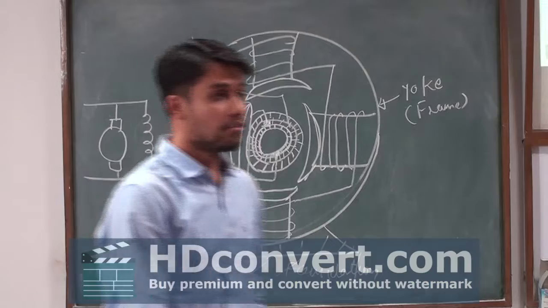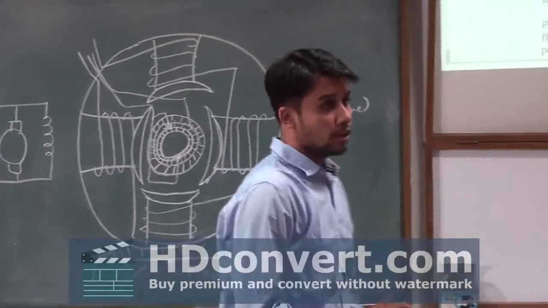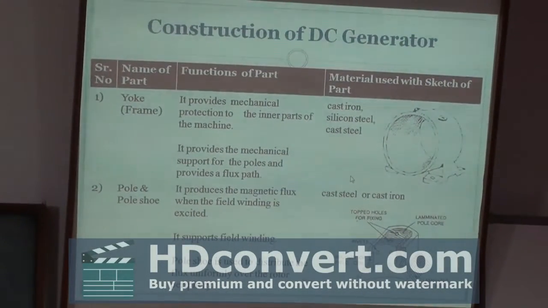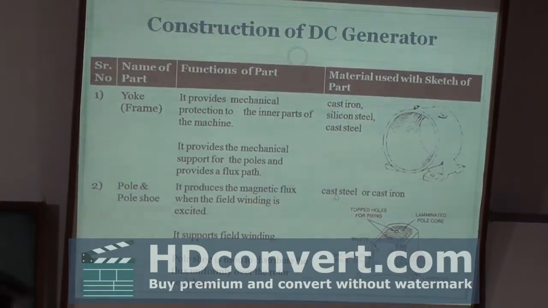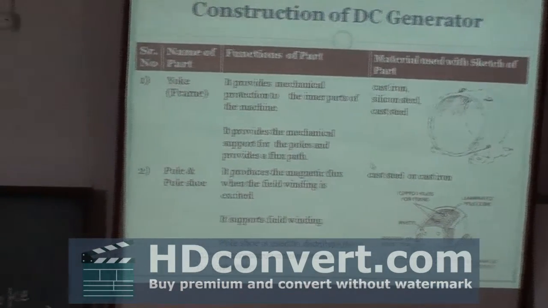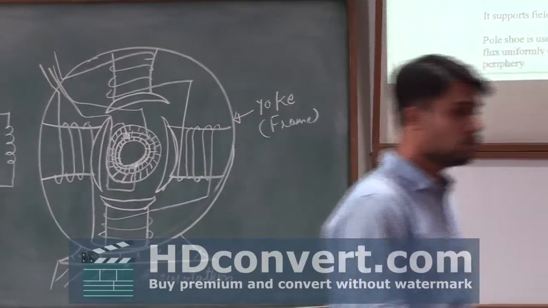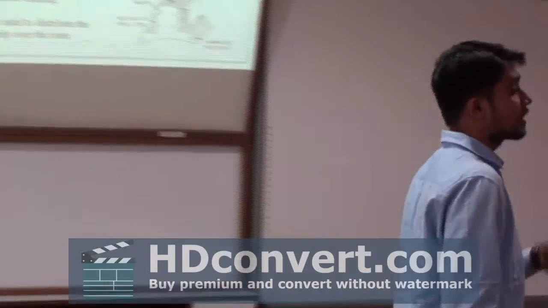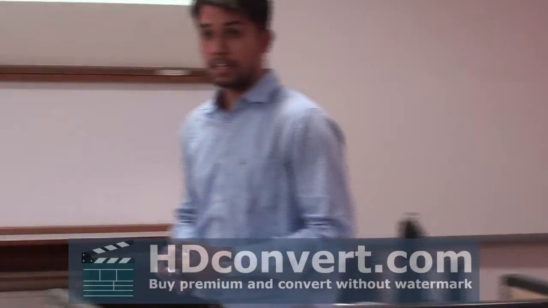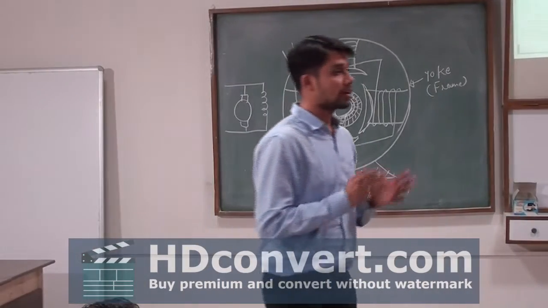Now we are going into detail on all the parts of the machine. First is the yoke. I have already told the function of the yoke. It is a mechanical protection to the inner part of the machine and also carries the flux path produced by the field winding whenever it is excited. The material used is generally cast steel, cast iron, dynamo steel. Why are we using this kind of material? Because these materials give lower reluctance.